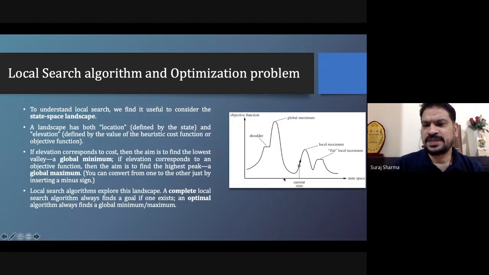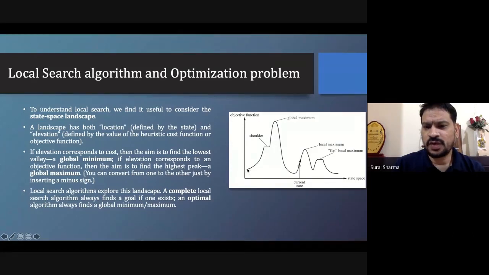If the state space is very high and there is some objective function we have to achieve, this graph tells you how much of the objective function you can reach with the state space. If the state space is more, how much can you reach? If the state space is less, how much can you achieve?